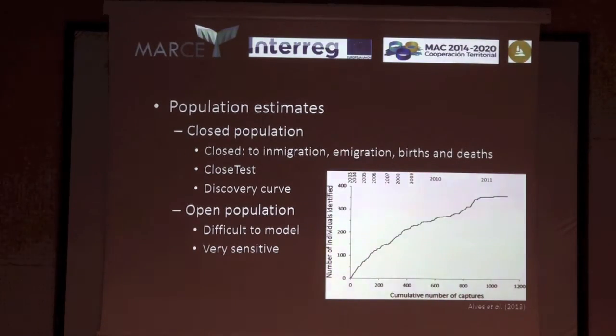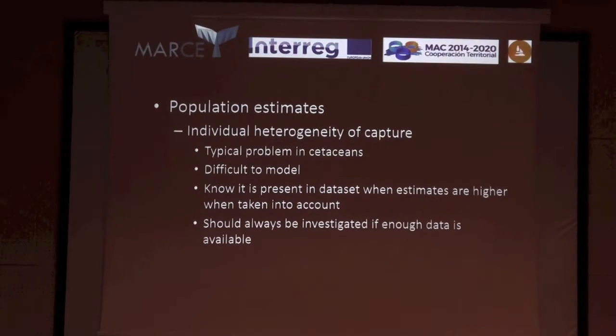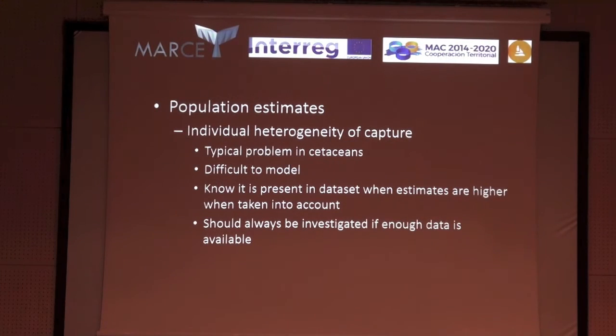Then you can also work with open population models, but these are very difficult to model, and they can be very sensitive to changing tiny parameters, and then you go from having an estimate of 300 to 3,000 individuals, and so it's more difficult to know. Well, you have to be very cautious when you use those models. Okay, so with cetaceans, a lot of the time you can use closed population because you use a short term, so you're very unlikely to have births or deaths happening. And if you know the population well enough to understand immigration and emigration within that time frame as well. Another problem is individual heterogeneity of capture.